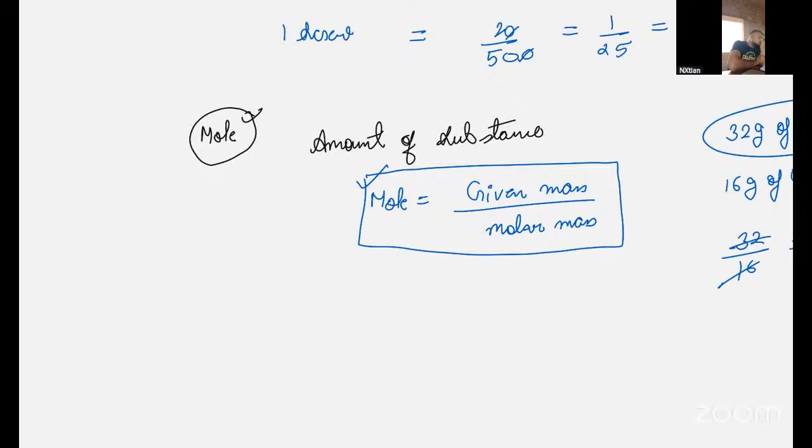One mole always contains the same number of entities. In bracket, write atoms, molecules, or particles. Atoms, molecules, and particles.